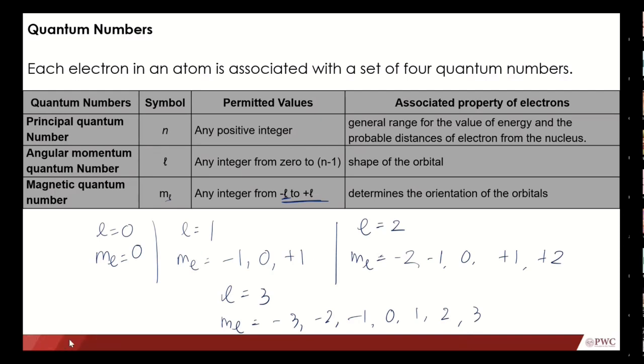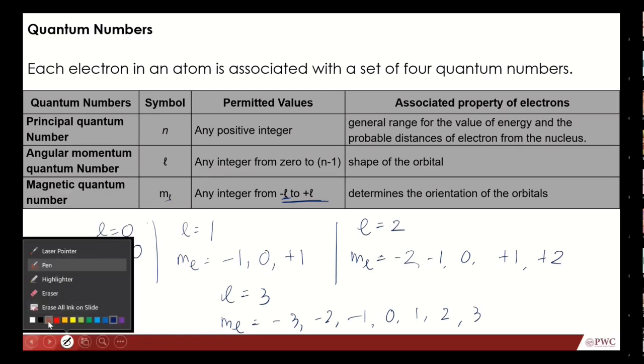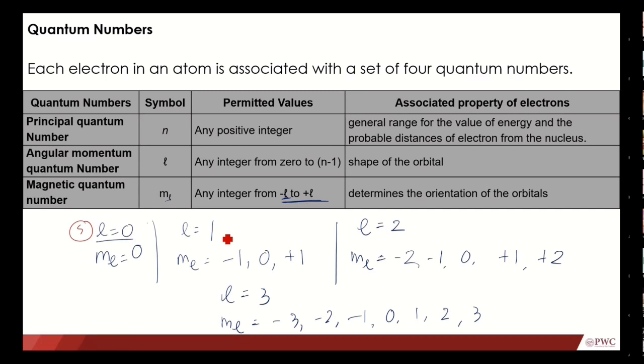Okay, so let's go back to, again, when L is equal to 0, we are referring to an s orbital. Okay, this is an s orbital. When L is equal to 1, that's a p orbital. When L is equal to 2, that's a d orbital. When L is 3, that's an f orbital.